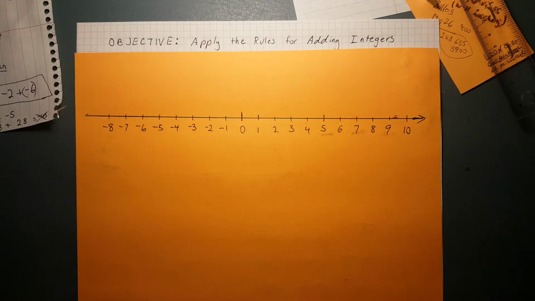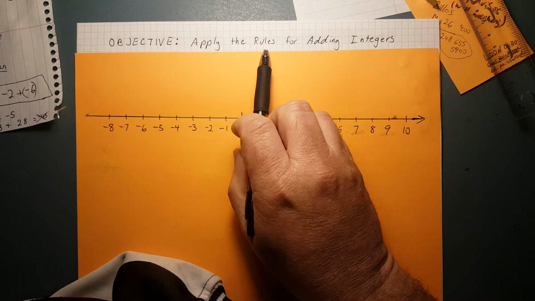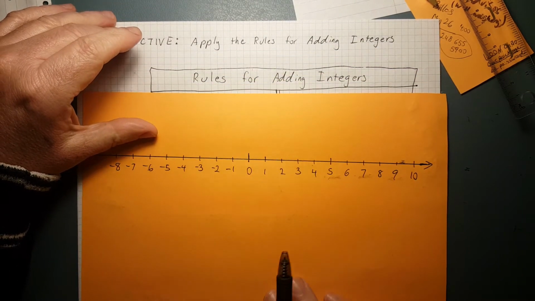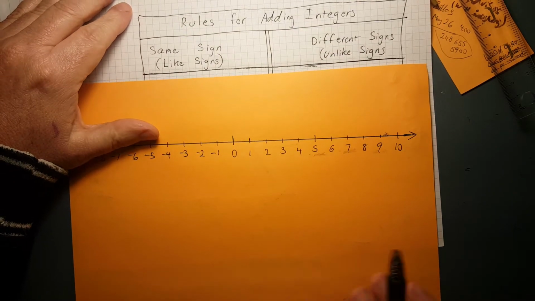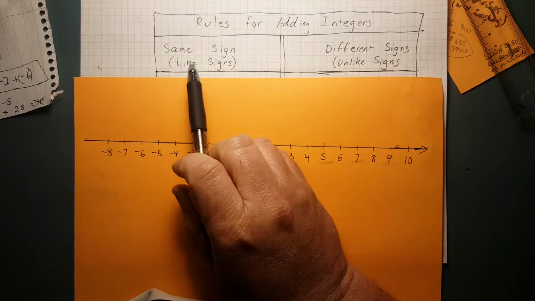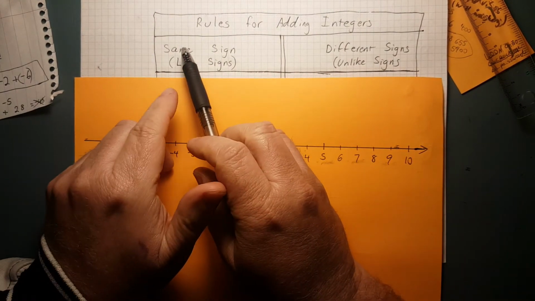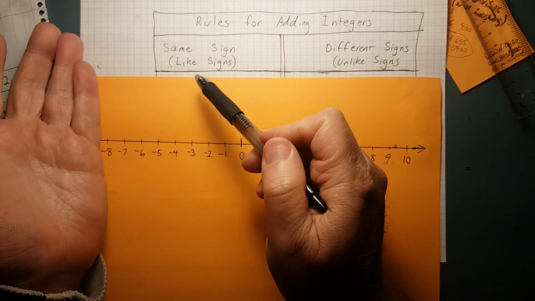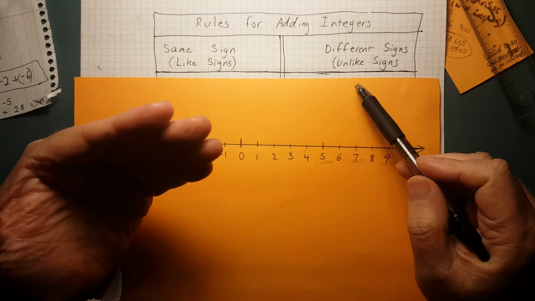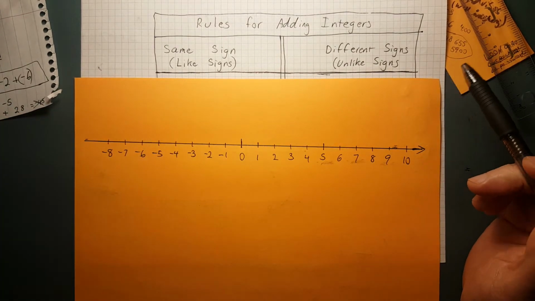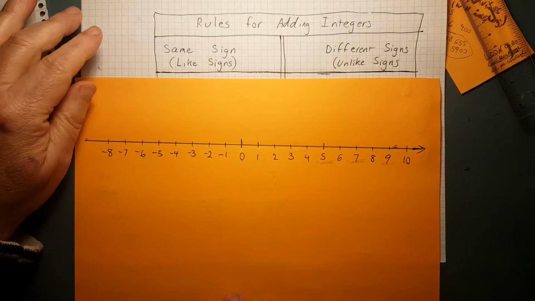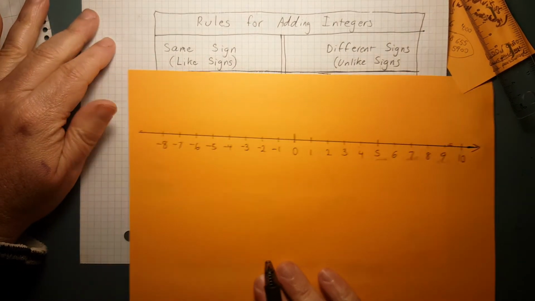Our objective for today is to apply the rules for adding integers. Here are the rules for adding integers. There are two different sets of rules. One set of rules is for when the two integers have the same sign, also called like signs. In other words, they're both positive or they're both negative. If they have different signs, also called unlike signs, that means one is negative and one is positive. Let's start with the rules for same signs, because those are really easy.